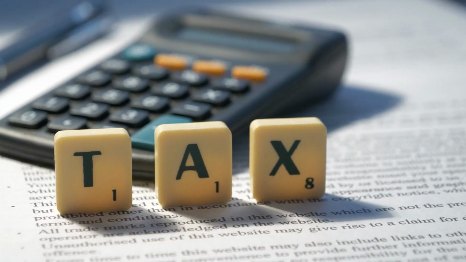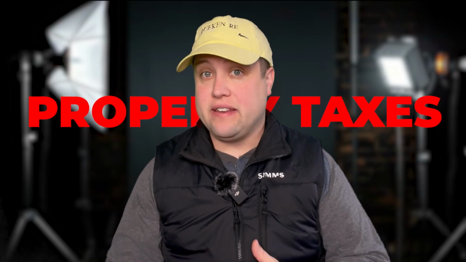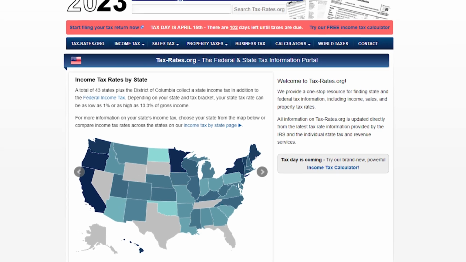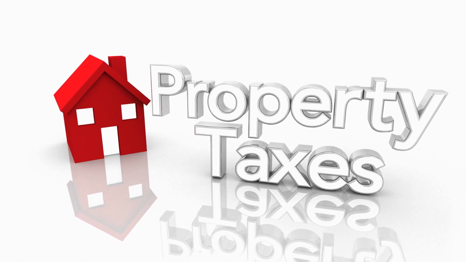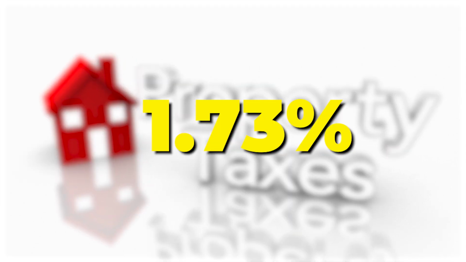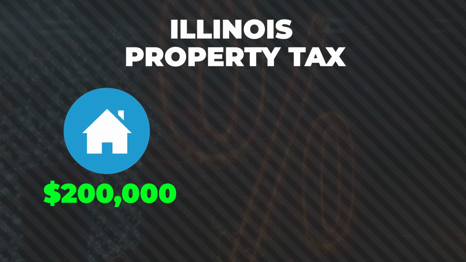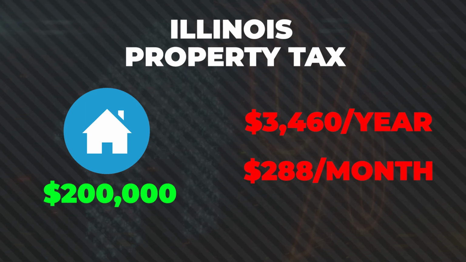Lastly, I want to look at taxes in both states to see how they compare. We will start with the property taxes and use taxrate.org for the information on this tax information. In Illinois, the average property tax rate sits at 1.73%, which is extremely high. For a $200,000 home in Illinois, you will pay on average around $3,460 a year, or approximately $288 a month.